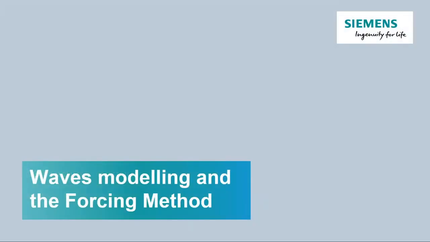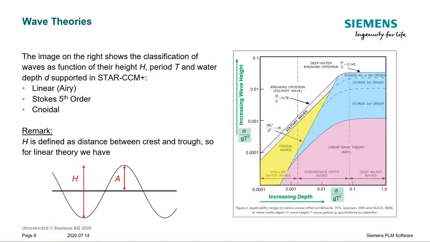Let's start with an introduction about wave modeling. I usually like to start from this classical chart reporting all the different types of waves that can be experienced in the sea. Here we have in the horizontal axis the depth of the sea, while in the vertical axis we have the height of the wave.